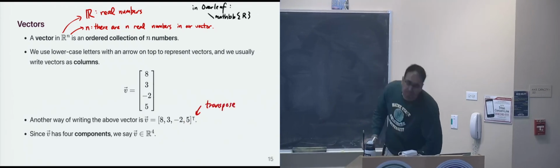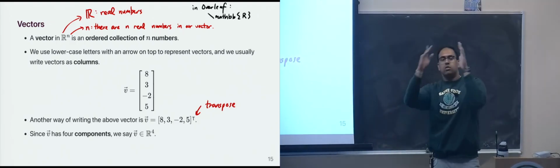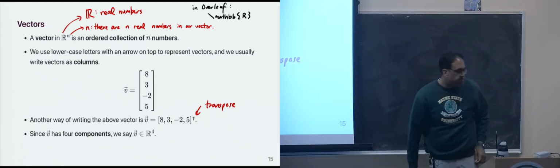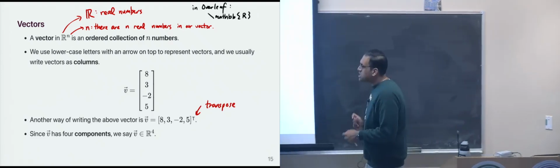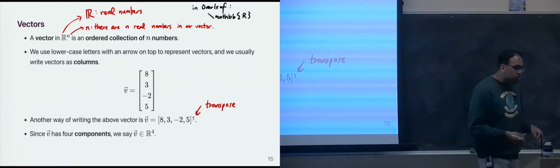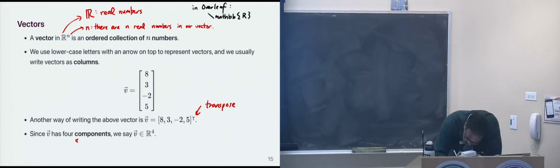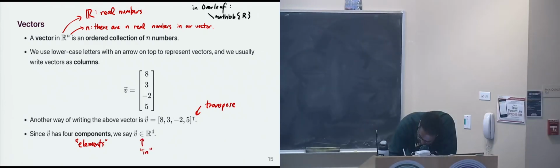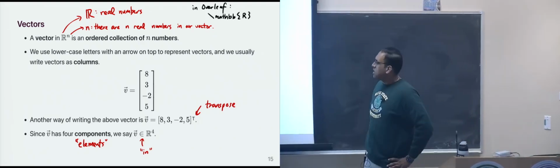Good. The transpose of a vector that looks like this is just rotated on its side like that, right? Columns become rows when you transpose. In this particular example, our v has 4 components, and another word we will use for components is elements. And so we say this vector is in R4. That rounded E looking thing means "in."